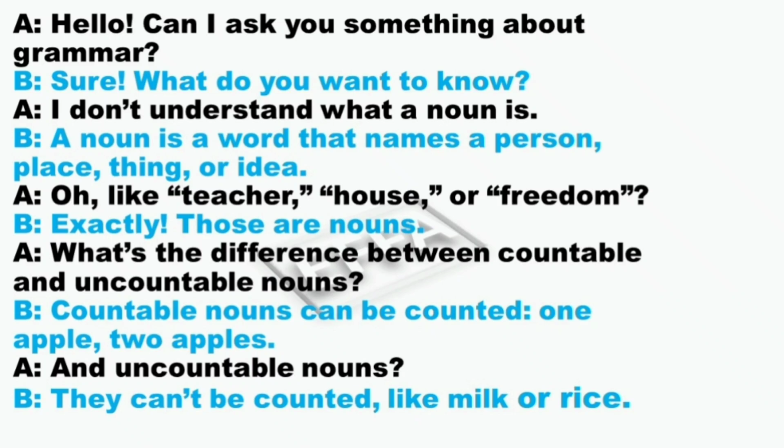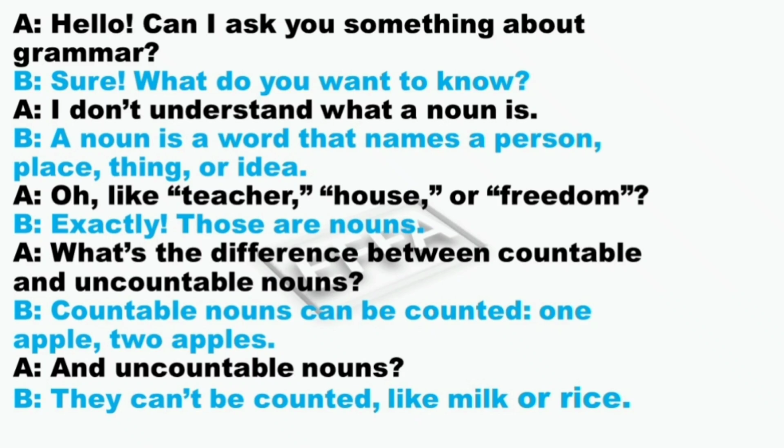A. Hello, can I ask you something about grammar? B. Sure, what do you want to know? A. I don't understand what a noun is. B. A noun is a word that names a person, place, thing, or idea. A. Oh. Like teacher, house, or freedom. B. Exactly, those are nouns.